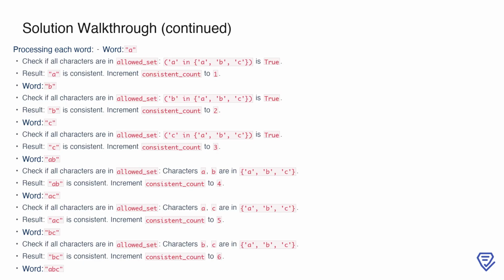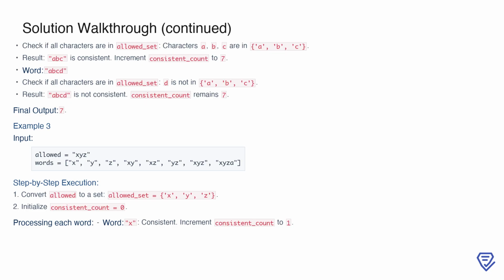Similarly, for AC, both A and C are in the set, making it consistent and increasing consistent_count to 5. The word BC follows, and since both B and C are in the set, it's consistent, and consistent_count rises to 6. Finally, for the word ABC, all its characters A, B, and C are found in the allowed_set. This makes ABC consistent, and we increment consistent_count to 7.